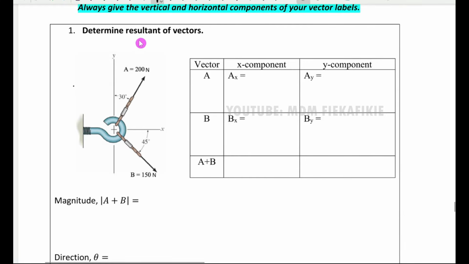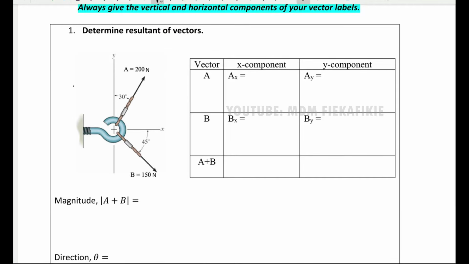Okay, we want to determine resultant of vectors. So here we have two vectors A and B. And you can see here, the unit for the vector is Newton. So kita tahulah ini adalah force. Okay, vector A adalah force, vector B pun sama force. Okay, and then the second part, you need to focus on the angle. Okay, what is the angle given by the question?